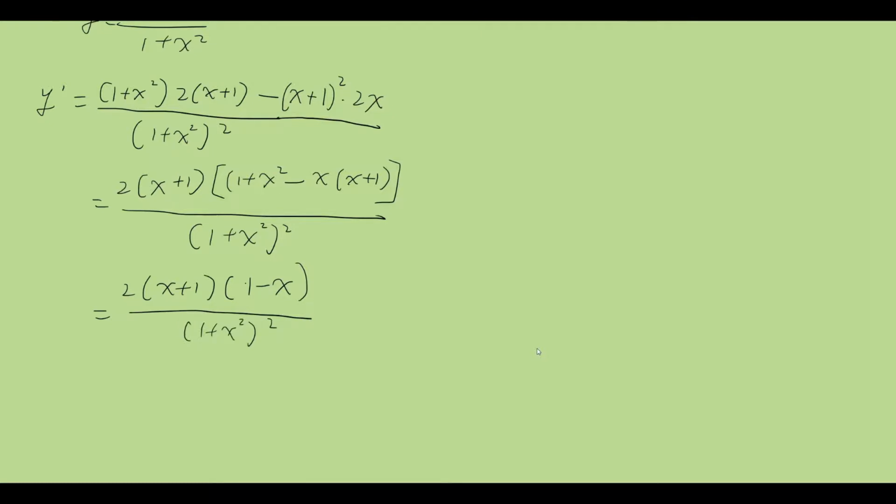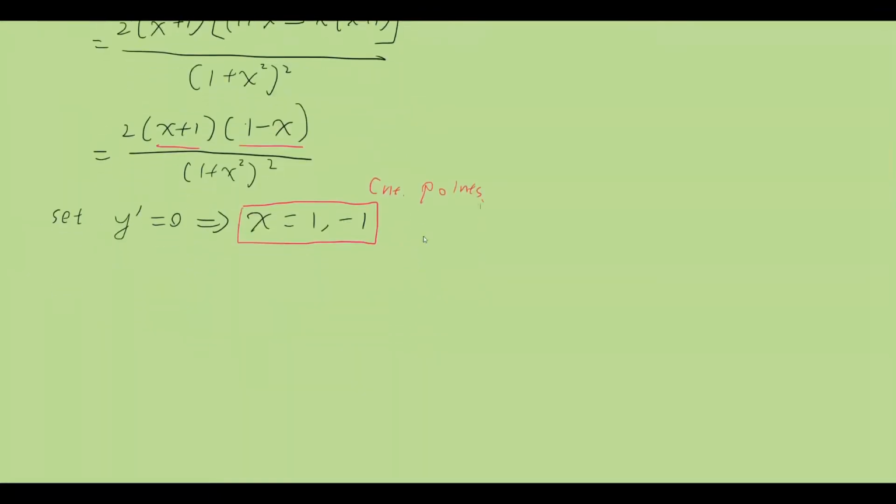All right, now if we set this equal to 0, set y prime equal to 0, we get that x is equal to 1 and negative 1, right? We want the numerator to be 0, (x + 1) and (1 - x). And when x is equal to 1 or negative 1, we get 0. That means these are our critical points. And let's actually check those first before moving on to the second derivative. All right, and we can again draw the number line.